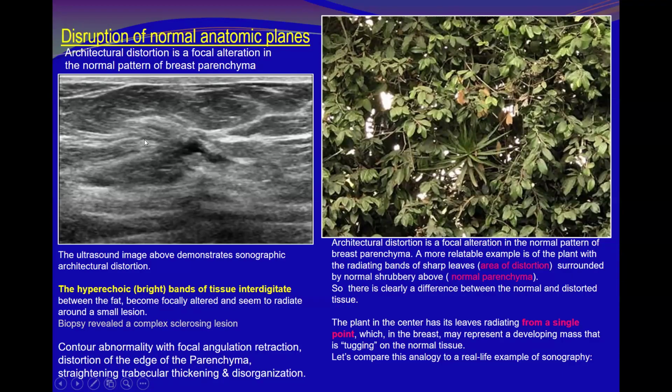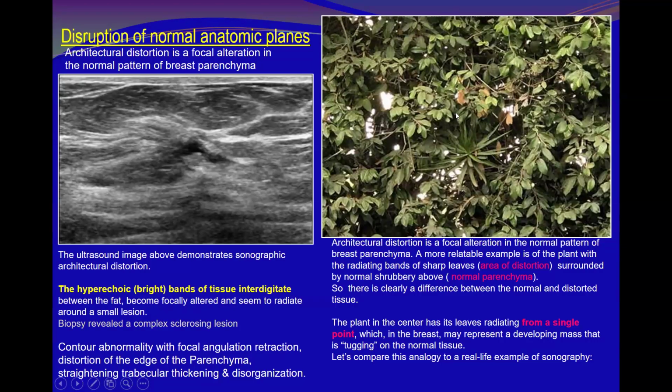There are a lot of hyperechoic bands or bands of tissue that interdigitate between the fat and appear altered, and seem to radiate around this small hypoechoic lesion here, giving an architectural distortion, a deviation from normal. This is not normal. The parenchyma here and here, not like here.